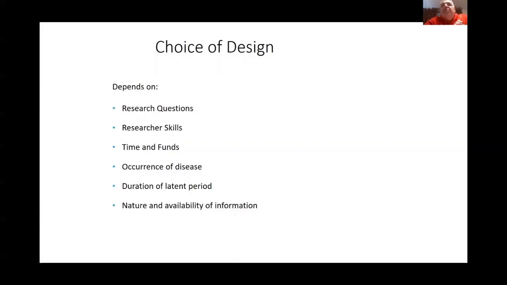Occurrence of disease. So once my disease is rare, I do not think about cohort prospective, but I rather think about cohort retrospective or case control study design. Also, duration of latent period and nature and availability of information are two factors that really affect the selection of my study design.